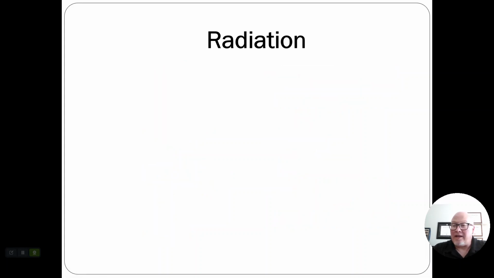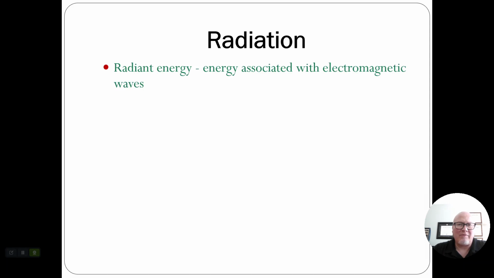The third way that heat can move from one thing to another is by radiation. Now, radiant energy is associated with electromagnetic waves. This is when heat is transferred directly from one source to something else by electromagnetic radiation. It's not because of wind, it's not because of direct contact, but because of electromagnetic radiation.